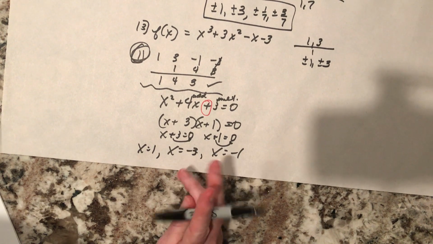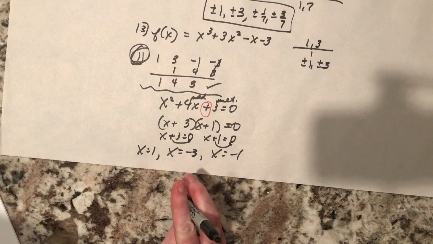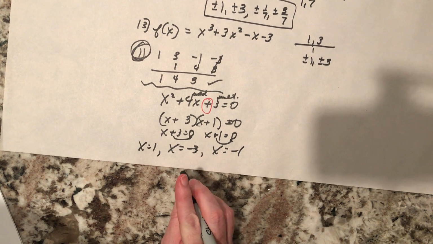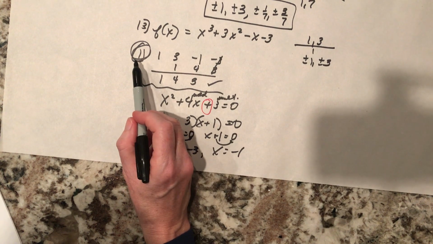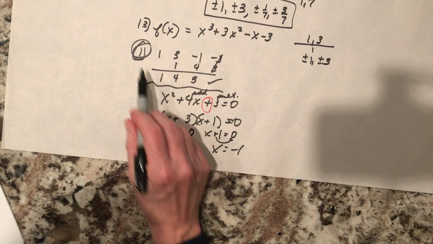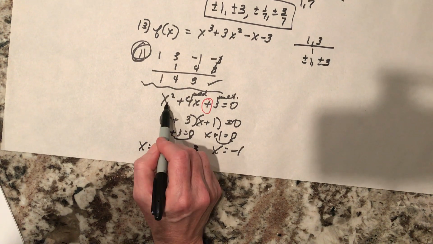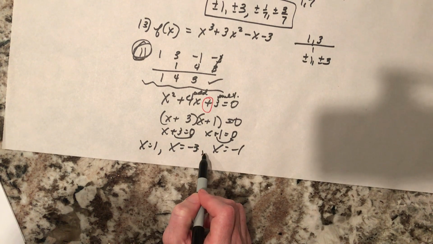So the question here asks you, find a rational zero with a polynomial function and use it to find all the zeros. So we found 1, and then we used the fact that we found that 1 and got this equation left over to factor and find the other 2.